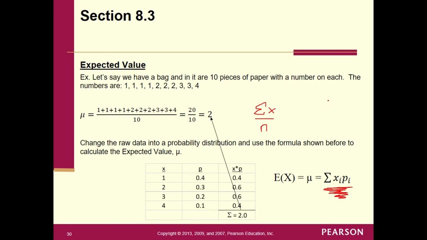So there are different ways of calculating a mean depending on the situation that you have. You can't always revert to this one. This is only good for raw data. This is good for a discrete probability distribution function. And we're going to see this over and over again throughout the course.